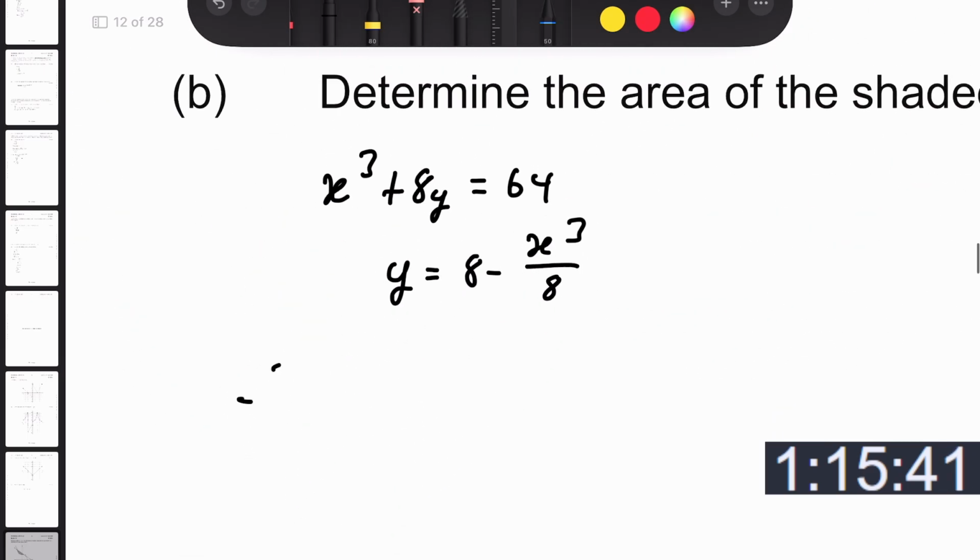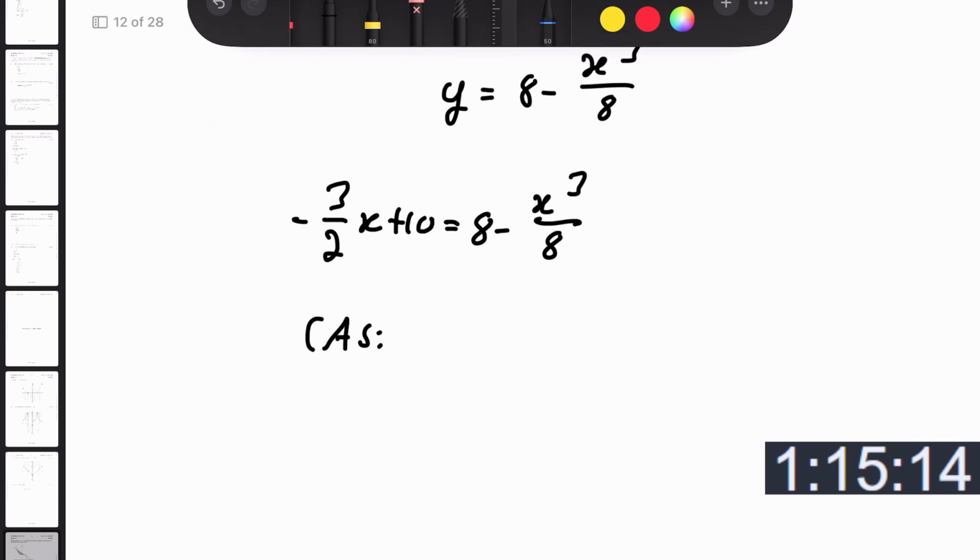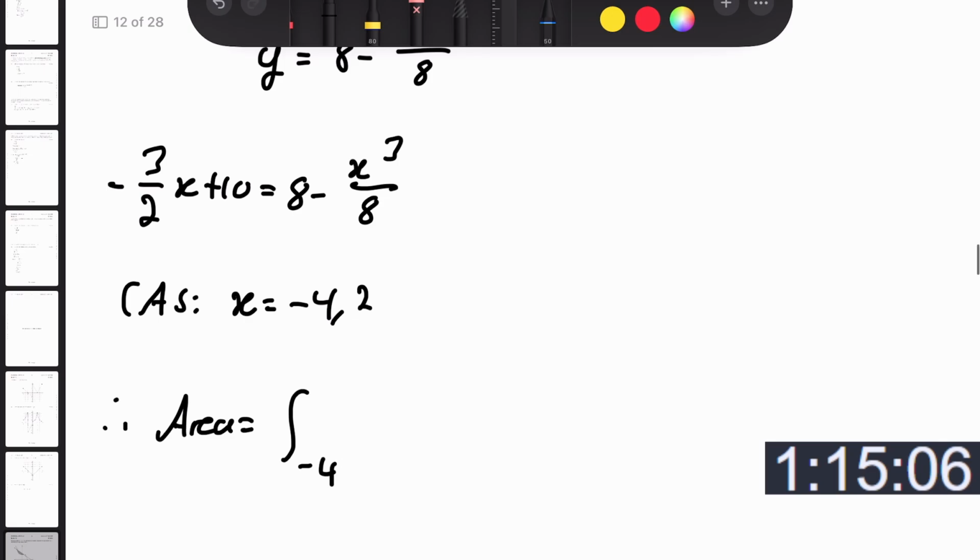So then negative 3 on 2x plus 10 is equal to 8 minus x cubed all over 8. I'll just solve with CAS. So I get x is equal to negative 4 and 2. Therefore, area is going to equal the integral from negative 4 to 2 of 8 minus x cubed. Wait, no, I want the linear one first.